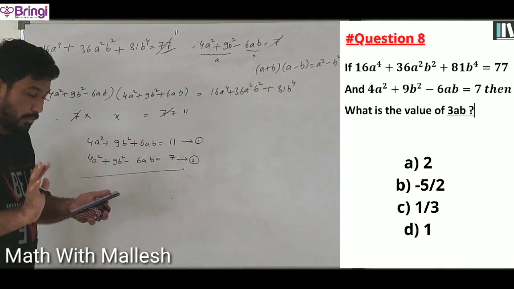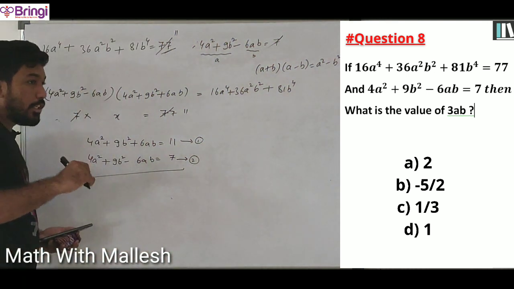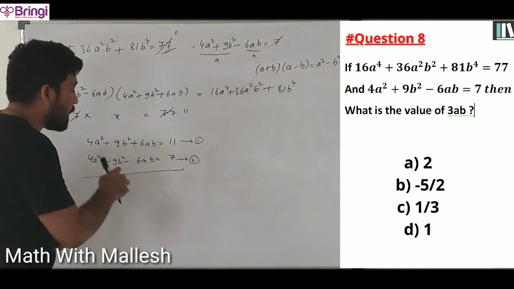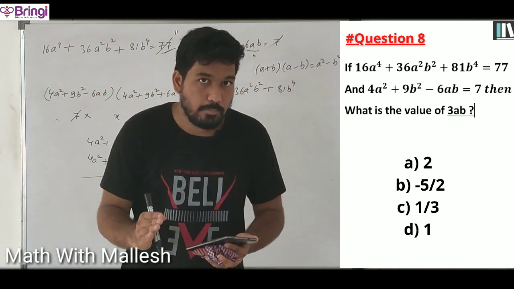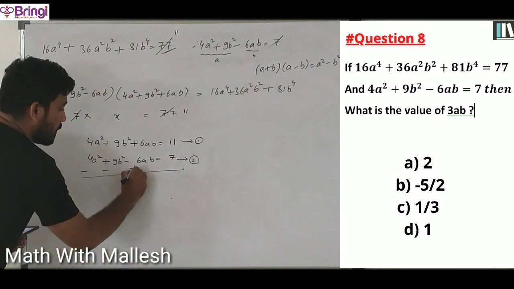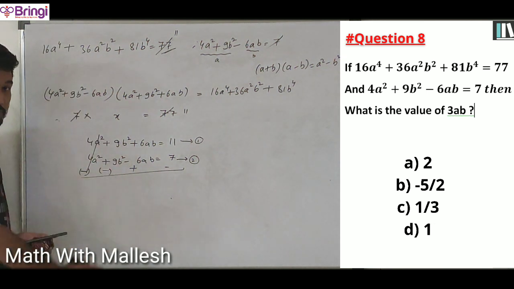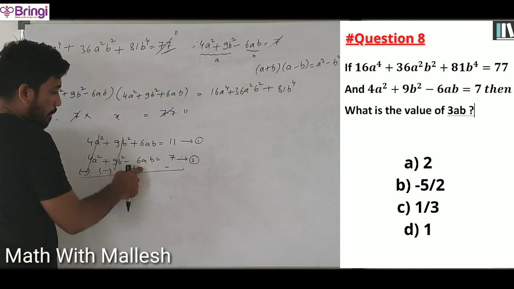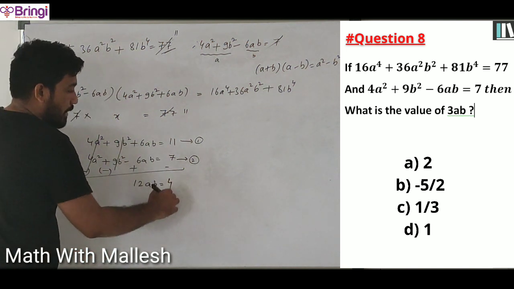So what you want finally, you want 3ab value. Listen, if you want a square b square value, we need to do one process. If you want ab value, we need to do one process. So when you want ab value, if you add, 6ab and minus 6ab are going to get cancelled, but actually we want the ab term. So what I am going to do is change the sign of everything. So 4a square minus 4a square will get cancelled, 9b square minus 9b square is going to get cancelled, 6ab plus 6ab, 12ab is equal to 11 minus 7, which is going to be 4.